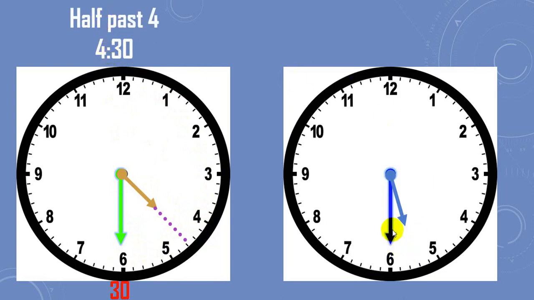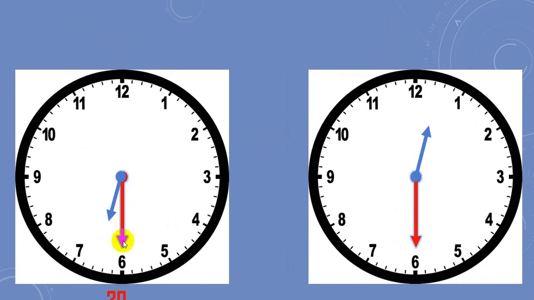Now here the minute hand is pointing at 6, that means half an hour has passed, and the hour hand is between 5 and 6. So that means after 5 o'clock, half an hour has passed. So I'm going to write half past 5, or 5:30.